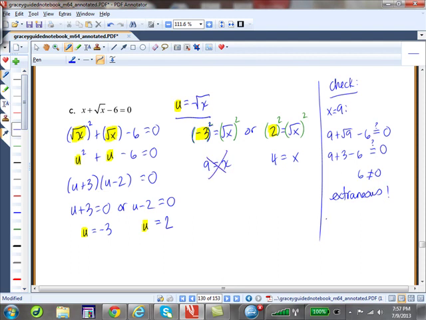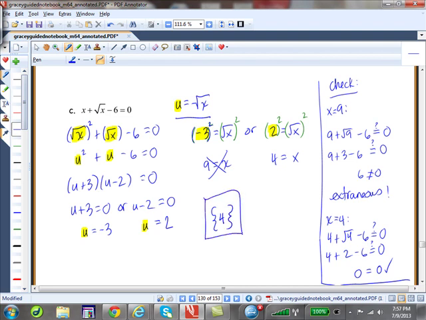And then we'll check x is 4. So we'll get 4 plus the square root of 4 minus 6. Is that equal to 0? 4 plus 2 minus 6. Is that equal to 0? 0 does indeed equal 0, so that one checks. So we only get one result this time. x is 4, and we're done. Okay.